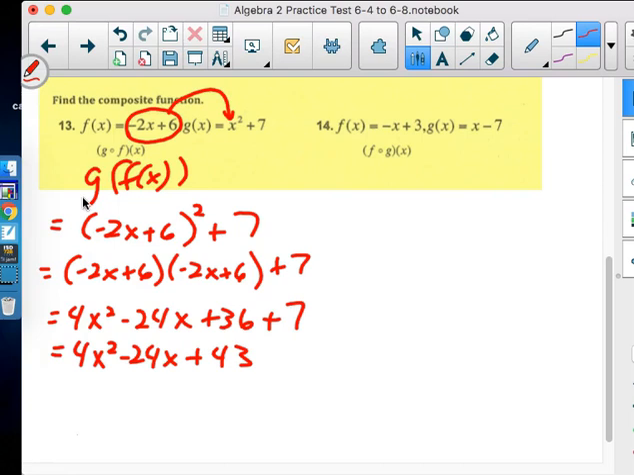We don't have to do anything with it, which is kind of nice. It's just find the composite. Didn't even ask about domain or anything like that. It's plug it in, see what you can get. Alrighty. That will probably make 14 easier.